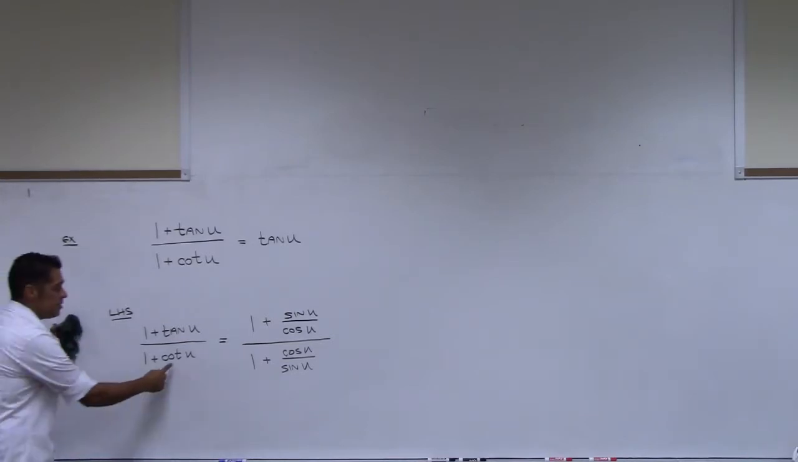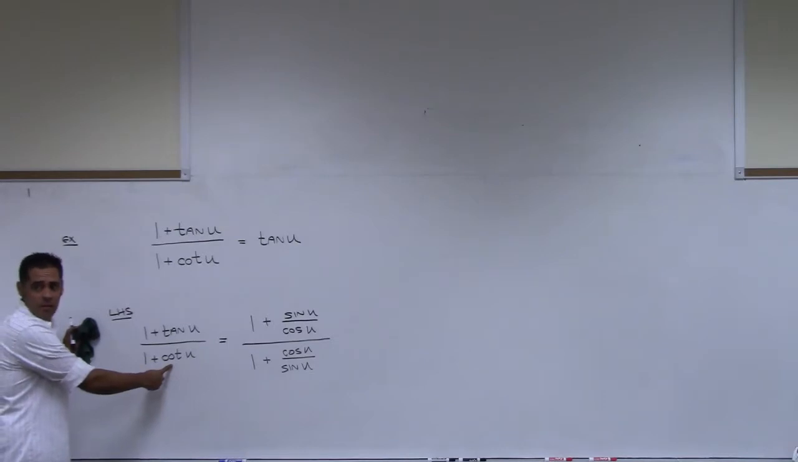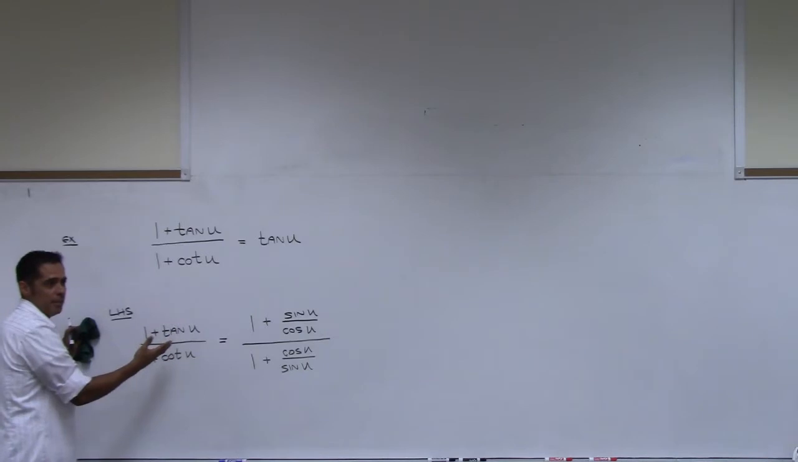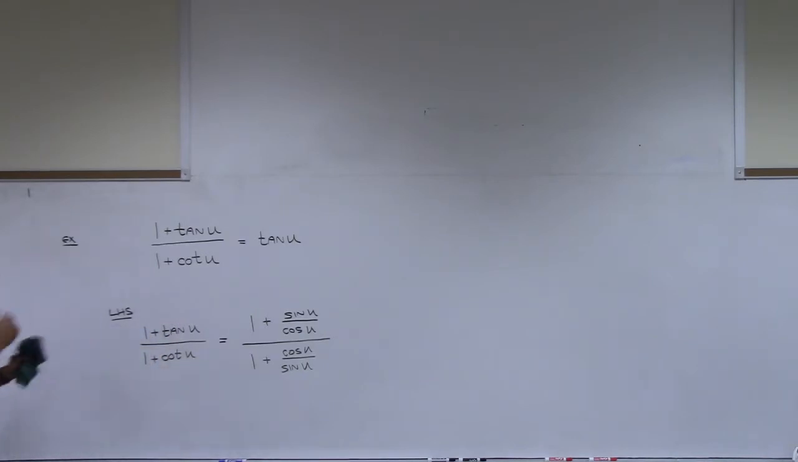Yes, we could have turned this into a 1 over tangent. We could have done that also, and that would have been fine. We could have turned this into 1 over cotangent. Either way, but I'll stick with this.